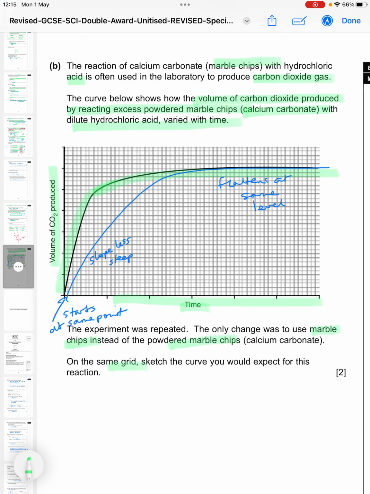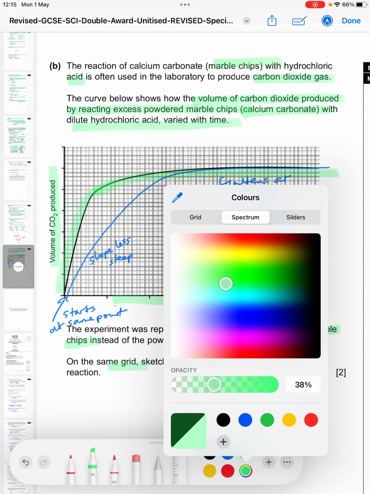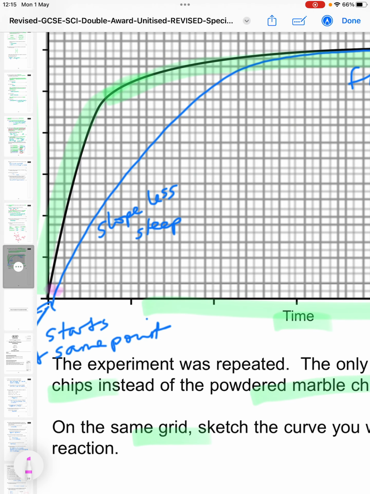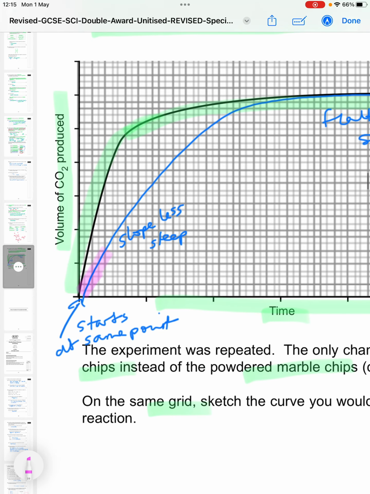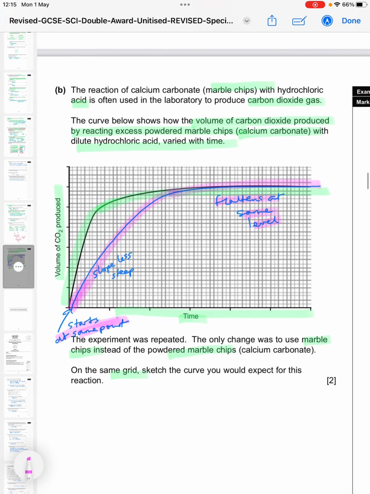So the experiment was repeated. The only change was to use marble chips instead of powdered marble. On the same grid, sketch the curve you would expect for this reaction. So in this case, you need to be going more slowly. So starting at the same point, you see I've written that there, starts at the same point, so at the origin, and goes up slowly, but flattens at the same level. So you're getting the same amount of gas produced because it's the same volume of hydrochloric acid each time.